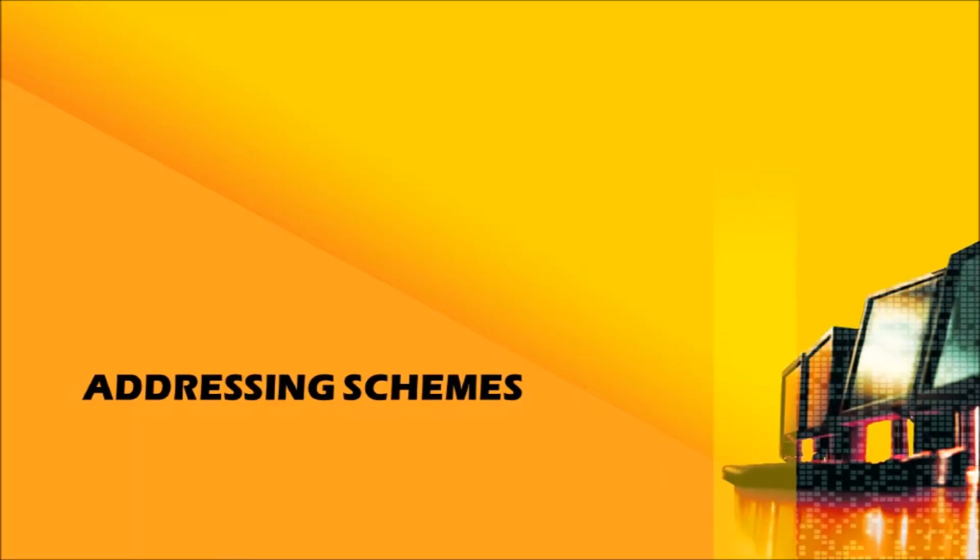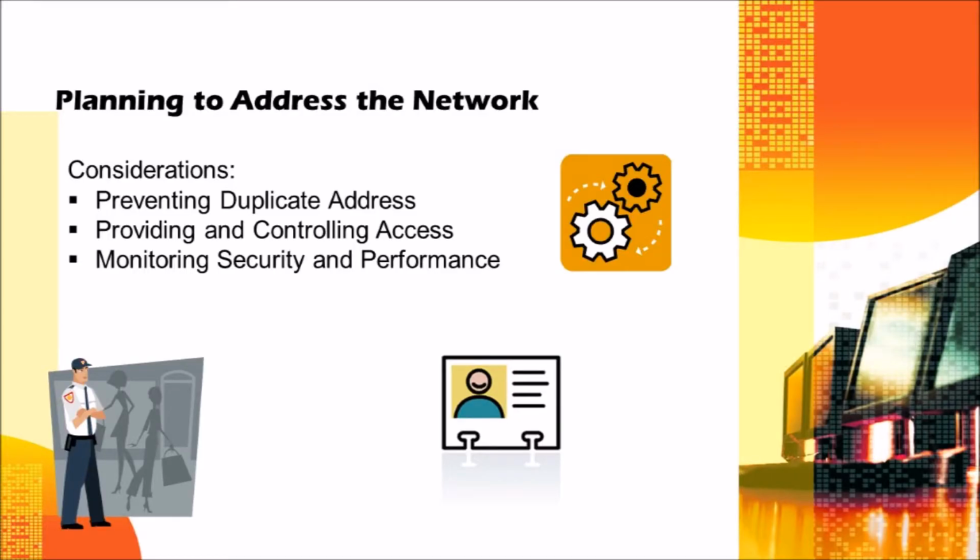Addressing schemes. There are 3 considerations to take into account when determining address allocation. Preventing duplication of addresses: each host in an internetwork must have a unique address. Providing and controlling access: servers must provide resources to internal and external hosts. If addresses are randomly assigned and not well documented, controlling access is more difficult.